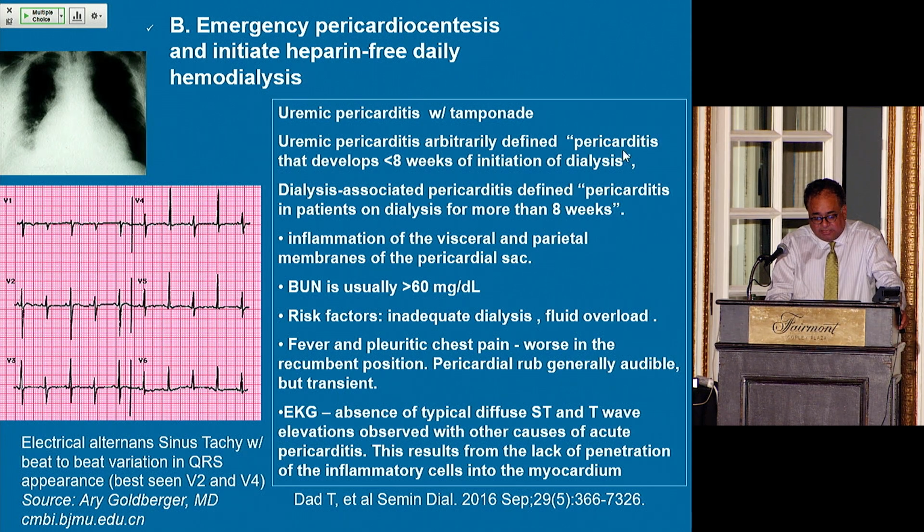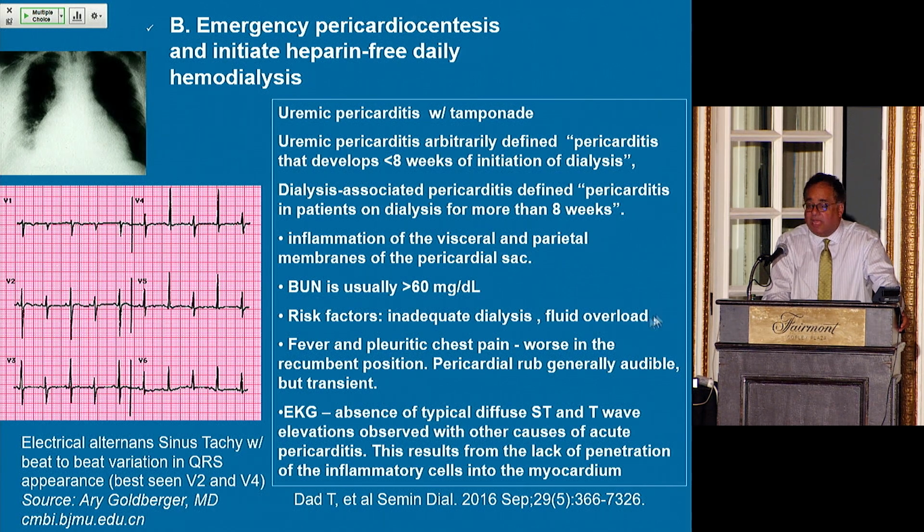Uremic pericarditis is arbitrarily defined as pericarditis that develops less than 8 weeks from initiation of dialysis. That's not how we use it literally. We use it in the context of under dialysis, patients not getting adequate solute clearance. Basically, you get inflammation of the visceral and parietal membranes of the pericardial sac. At least in the literature they say usually the BUN is greater than 60, but of course, in people who are not eating and not adequately nourished, you may not get a BUN of greater than 60.